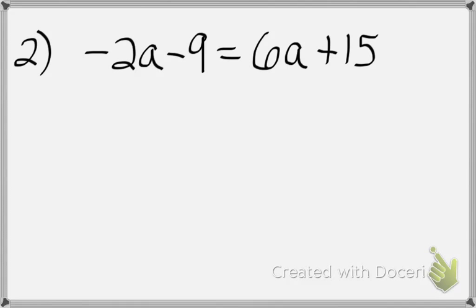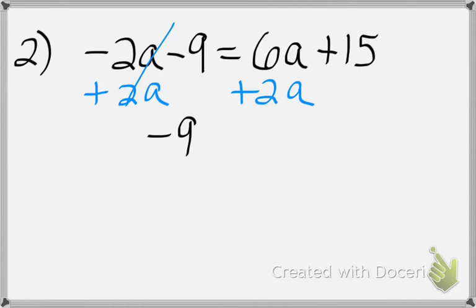Anyways, you move negative 2a to the other side by doing the opposite. The opposite of negative 2a is positive 2a, so plus. So you add 2a to both sides. They cancel on the left. On the left side, you're left with negative 9 equals 6a plus 2a. Well, that's 8a. Then we have plus 15.